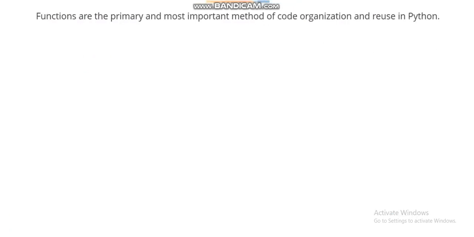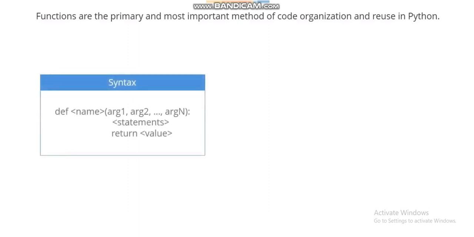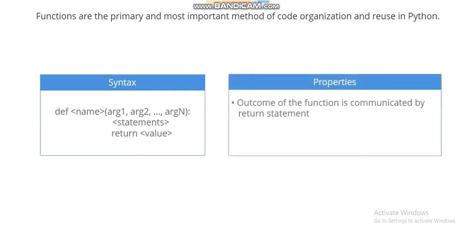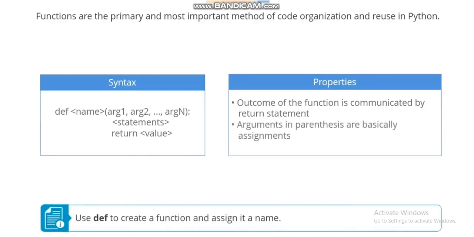Functions are the primary and most important methods of code organization and reuse in Python. Each function can have some number of positional arguments and some number of keyword arguments. A function is usually created using the keyword def. A few basic properties of a function are that the outcome of the function is communicated by a return statement. Arguments in parentheses are basically assignments.